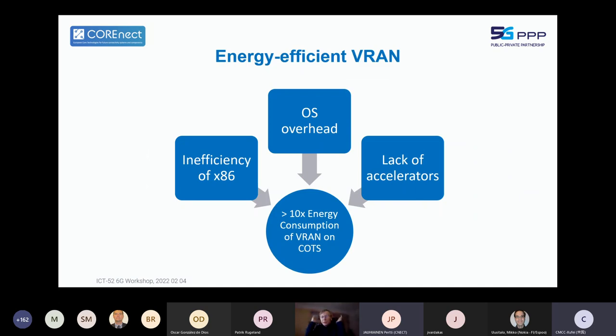If we then want to now virtualize the radio access network, we have to deal with a couple things, not only Moore's law. In addition to that, we of course have inefficiency of processors versus custom hardware. We have operating system overhead and possibly the lack of accelerators. So virtualization of the radio access network, everybody knows, costs, if we're lucky, only 10 times more energy.